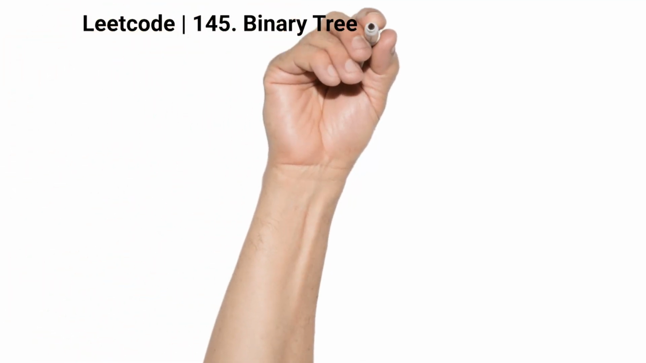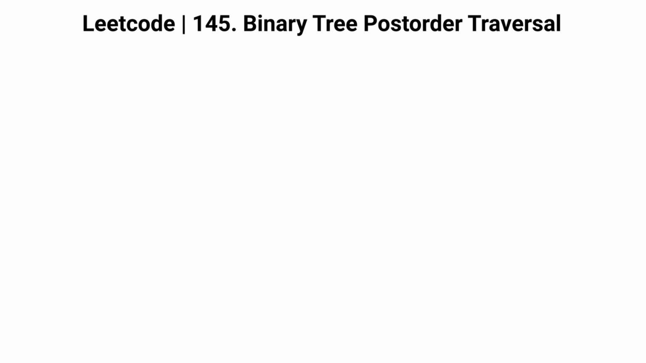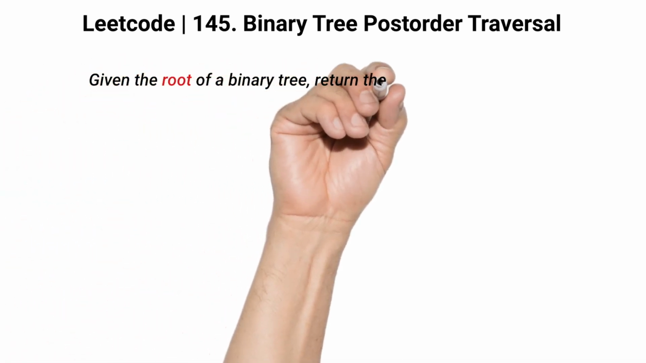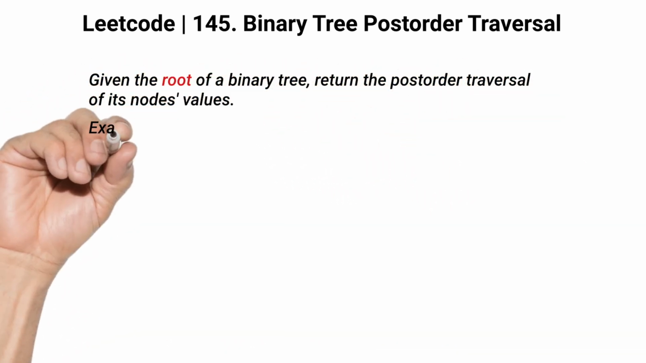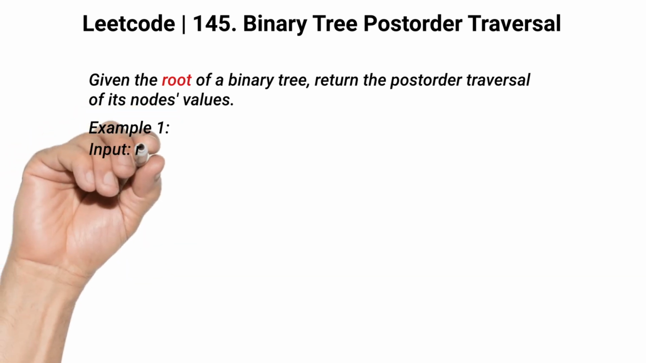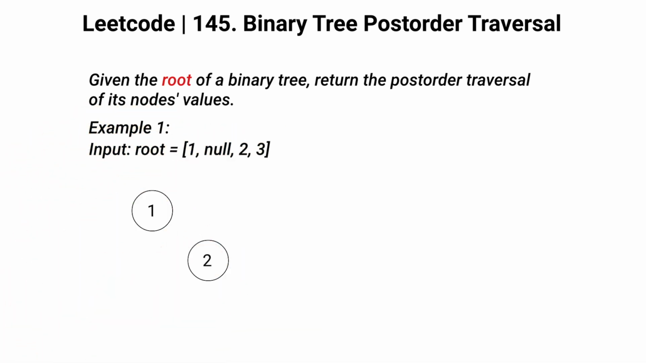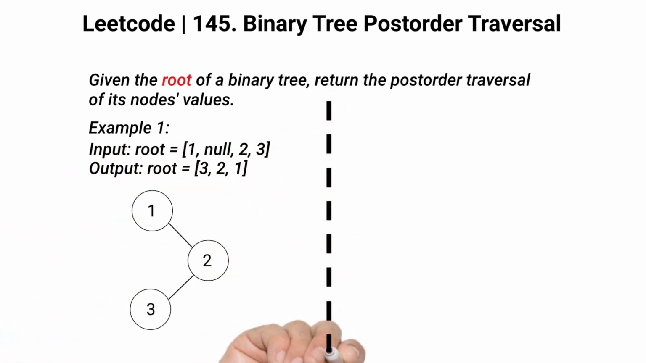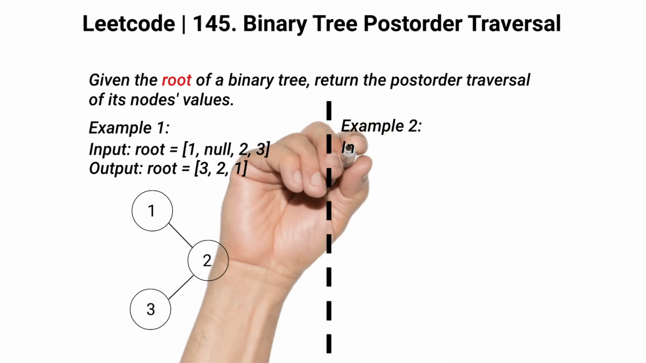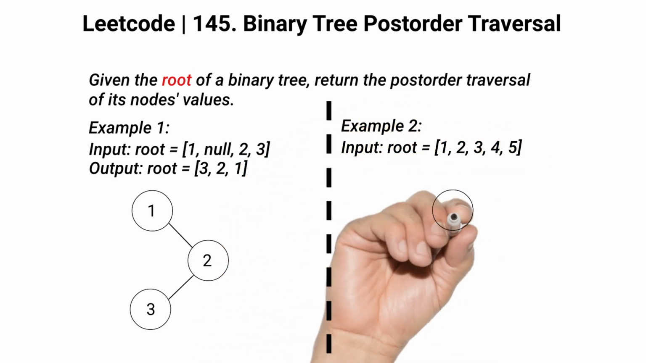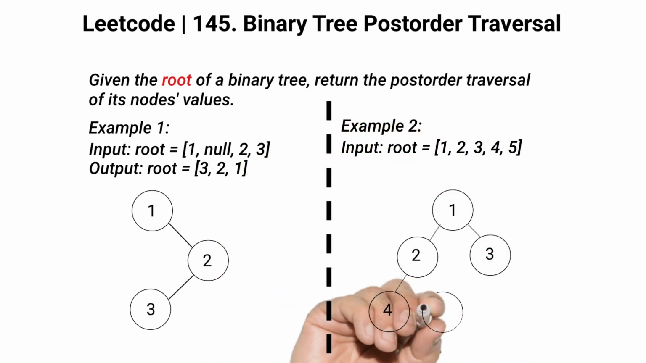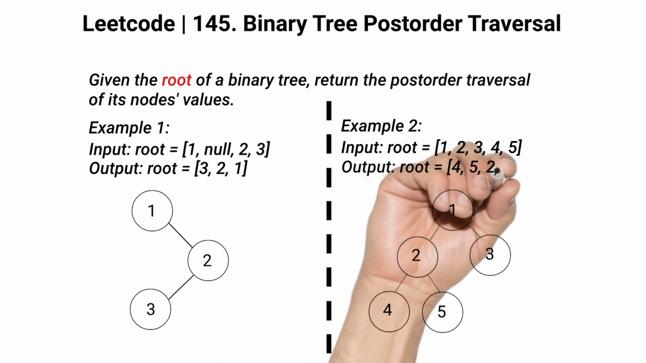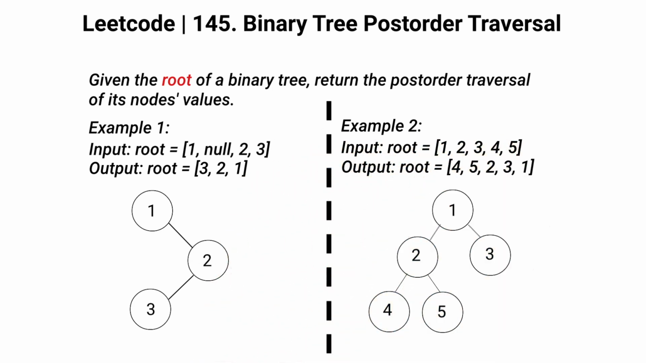LeetCode Problem 145, Binary Tree Postorder Traversal. Given the root of a binary tree, return the postorder traversal of its node's values. Example 1. We're given the following input that looks like this, and this is the expected output. Example 2. We're given the following input that looks like this, and this is the expected output. This example 2 is what we're going to cover in our whiteboard walkthrough.